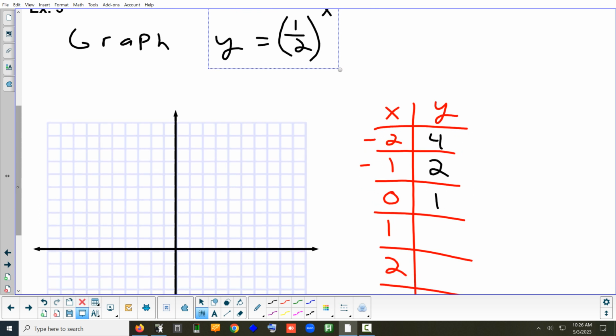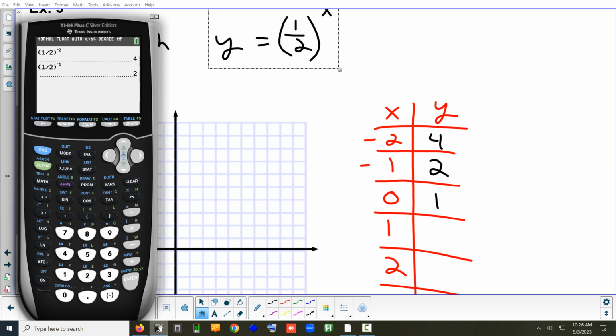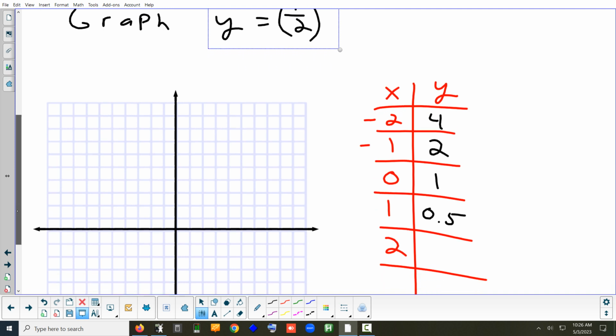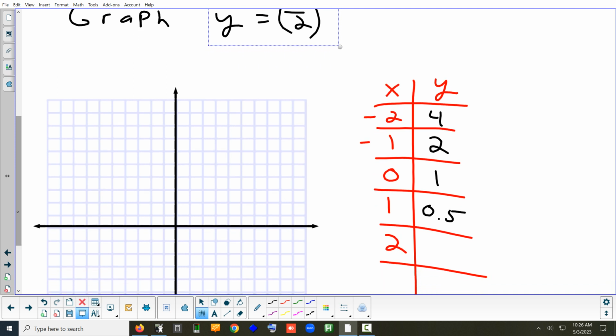Right. What's my next x value? Yep. 1. So we could type it in 1/2 raised to the 1. Except I forgot a parenthesis. Well, if you raise anything to the first power, it stays the same. So it's just 1/2. Or you could put 0.5. And what's my last x value I need to plug in? Yep, 2.